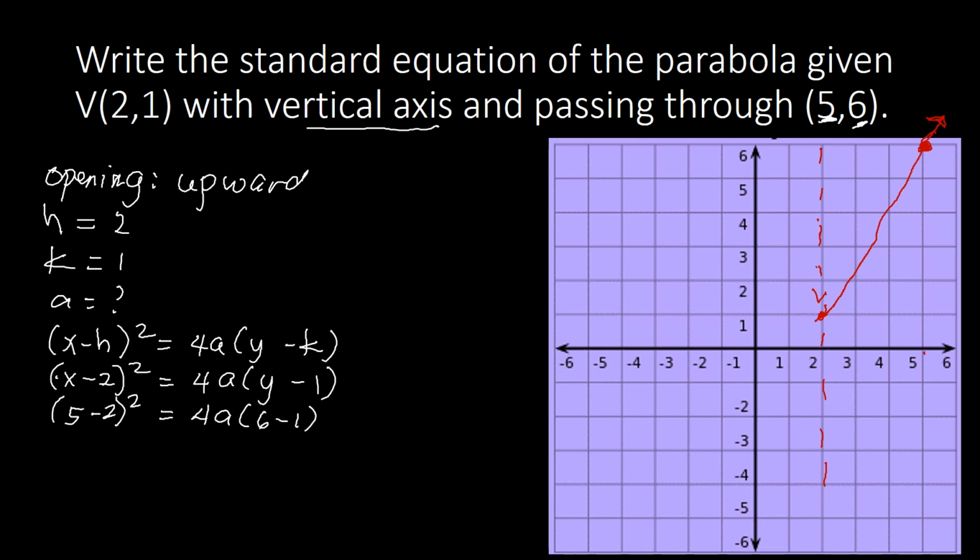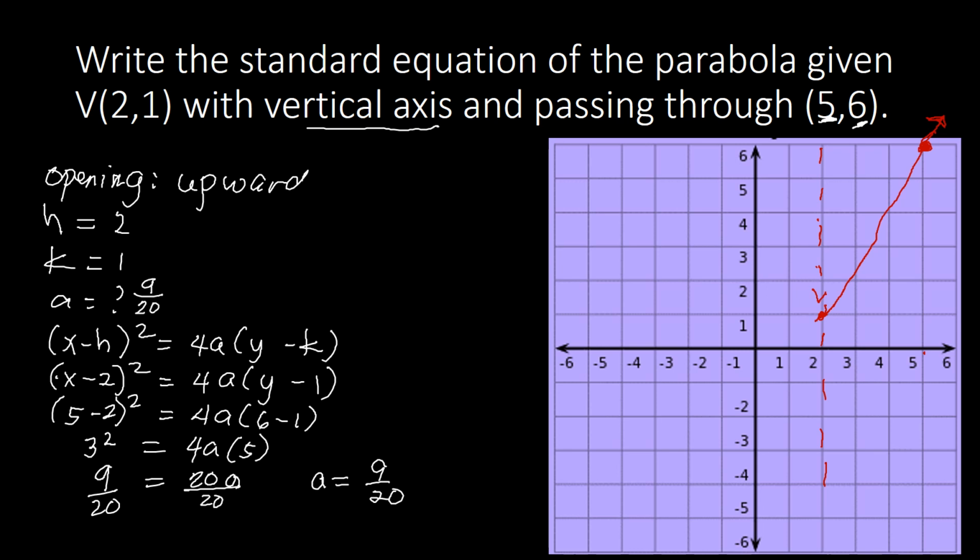So simplifying that one, 5 minus 2, that's 3 squared. And then that will be equal to 4a times 6 minus 1, that's 5. So simplifying this, 9 equal to 4 times 5, that's 20, and then a, we divide that one with 20. And so our a here is equal to 9 over 20.